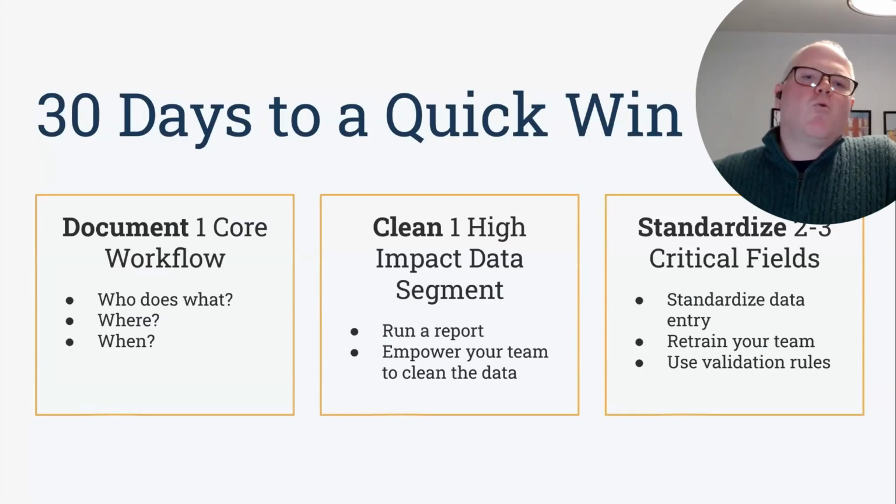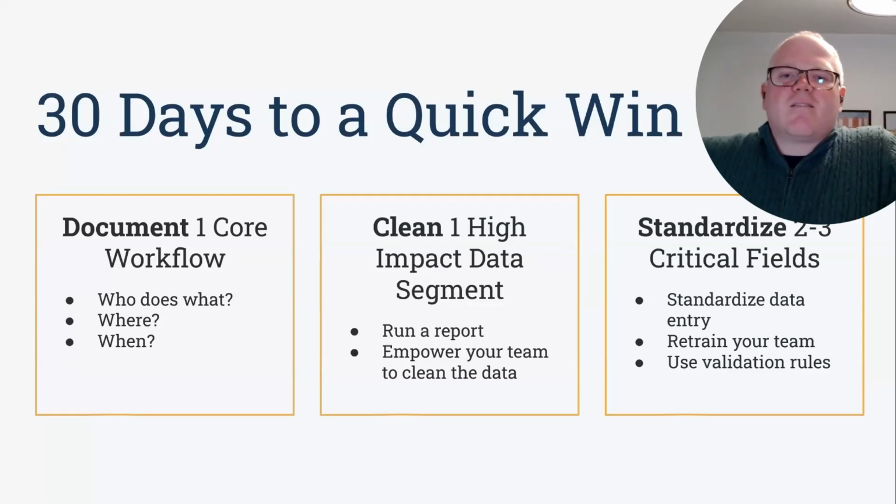First, pick one core workflow and document it end to end. It doesn't have to be fancy. You can open a Word document, list the steps, clarify who does what, when, and where. Second, you can identify one high impact segment of contacts in your CRM, run a report, and enlist the help of your team. Take a Friday afternoon, clean it up. You don't need to try to boil the ocean. Just pick one segment that matters. Third, choose 2 or 3 key fields in a core system and standardize how data is entered. Retrain your team on those standards and implement validation rules to make it easy to do the right thing every time.